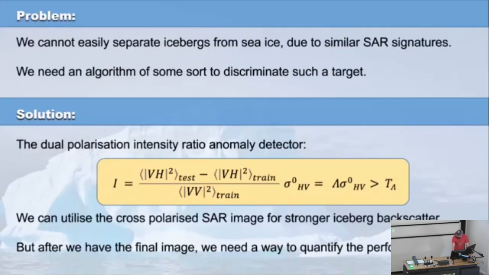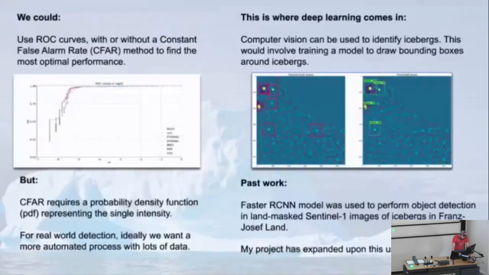But after we have that image, we still need to quantify it. Now we could do it the old-fashioned way that I've been doing in my PhD, where we use receiver operating characteristic curves with or without a constant false alarm rate, CFAR. We do that to find the most optimal performance, basically. So that's what I've been doing in the past with lots of different detectors there on the right. The issue with this one is it requires a probability density function. It requires a statistical model of each different detector and each different threshold, and it would take a long time. It would be very complex.